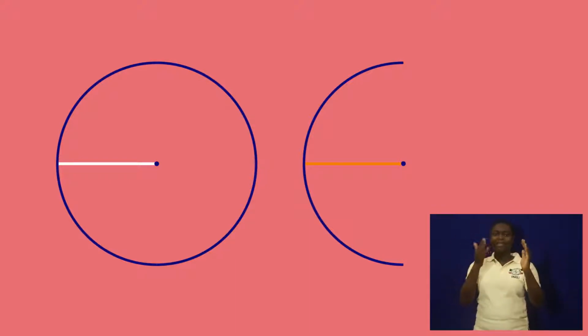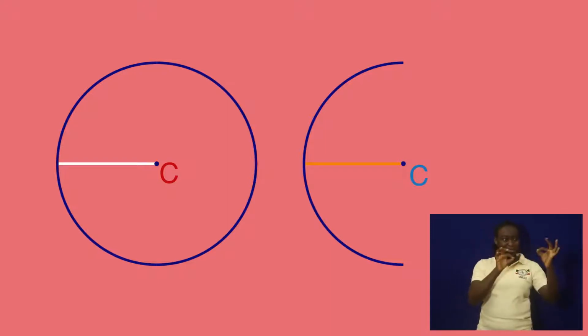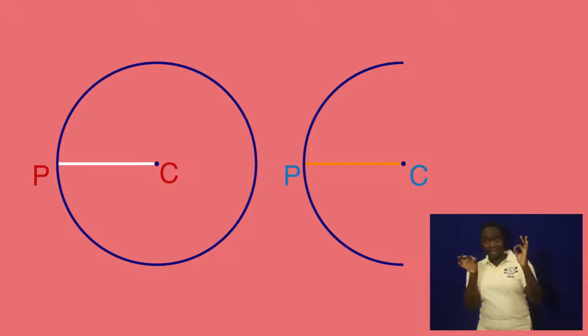Now, let us do some labeling here, learner. The center, we shall call it C. The point where that line touches the curved mirror, we shall call it P.